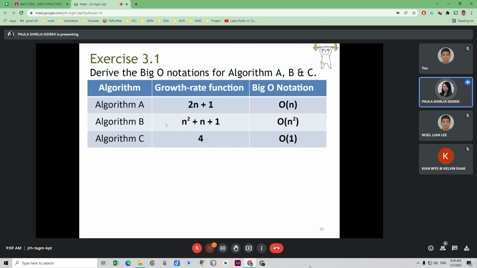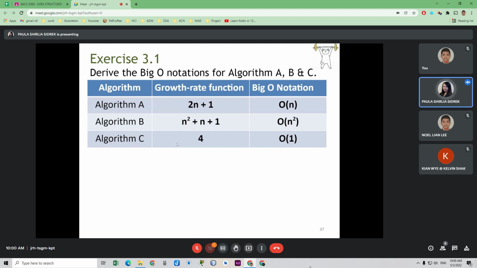Algorithm B, n squared plus n plus 1. Again, you have to remove the insignificant constant value 1. All right, therefore, what do you have here? Since you have 1n squared and n, which one of these has the higher growth rate function? Therefore, you select n squared. So your end result will be O of n squared, right?